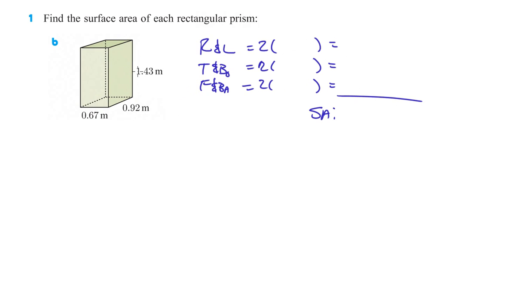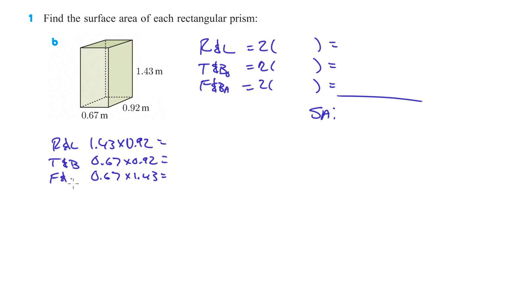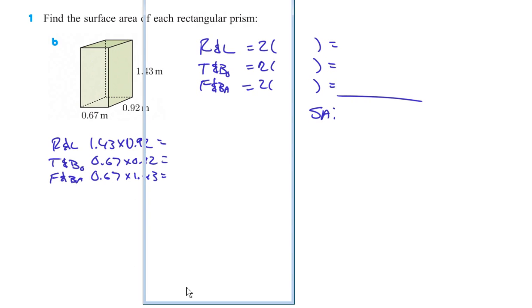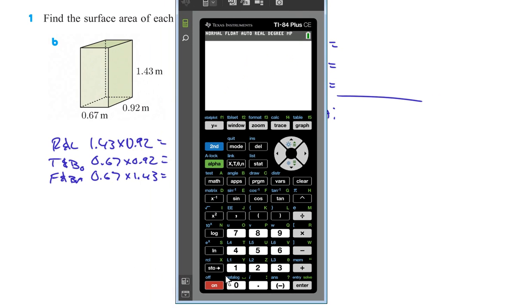Okay, so let's see, right and left. This right side right here is 1.43 times 0.92. And then the top and the bottom is going to be 0.67 times 0.92. And then the front here is 0.67 by 1.43, and that's front and back. Okay, so we can calculate each of those.